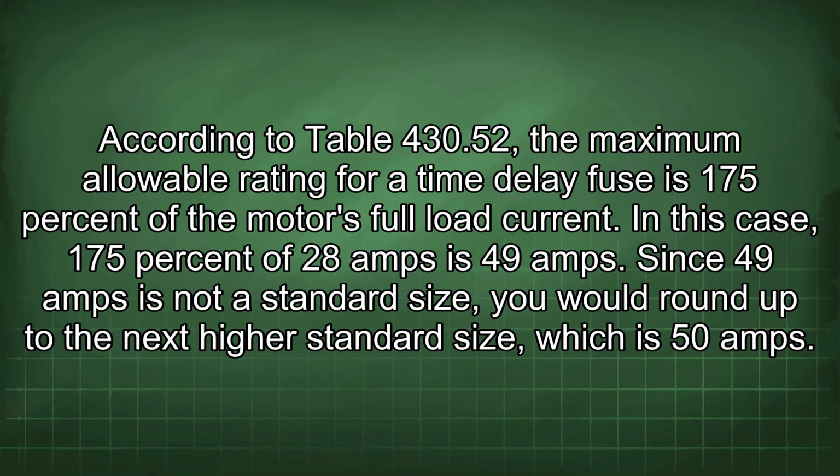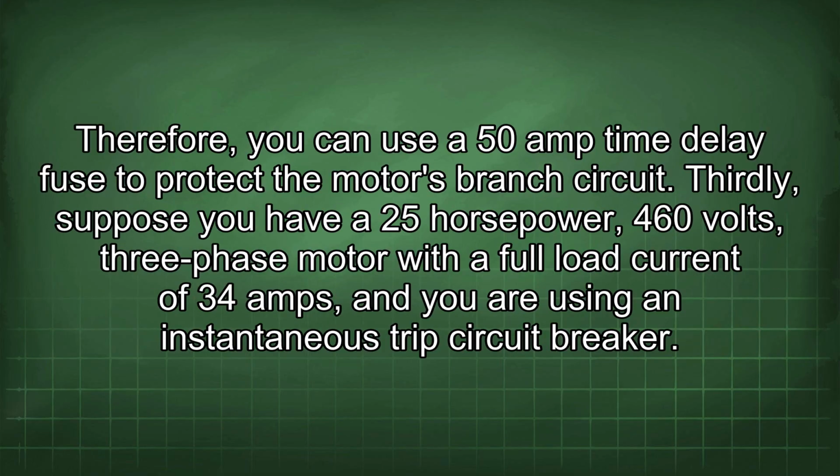Since 49 amps is not a standard size, you would round up to the next higher standard size, which is 50 amps. Therefore, you can use a 50 amp time delay fuse to protect the motor's branch circuit. Thirdly, suppose you have a 25 horsepower, 460 volts, 3-phase motor with a full load current of 34 amps, and you are using an instantaneous trip circuit breaker.